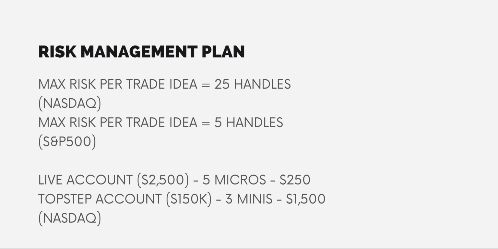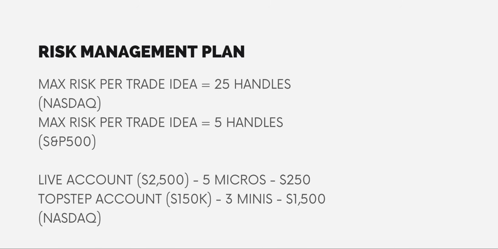However, with the Topstep account, every time you take a loss, you're going to halve your risk, okay? So if you take a loss with 3 minis, you're going to go down to 2 minis. If you take a loss with 2 minis, you're going to go down to 1 mini. Once you get to 1 mini contract, you're going to stay there until you have your next win. Once you have your next win, you're going to increase your risk to 2 minis. If you have another win, you're going to increase your risk back to 3 minis, okay?